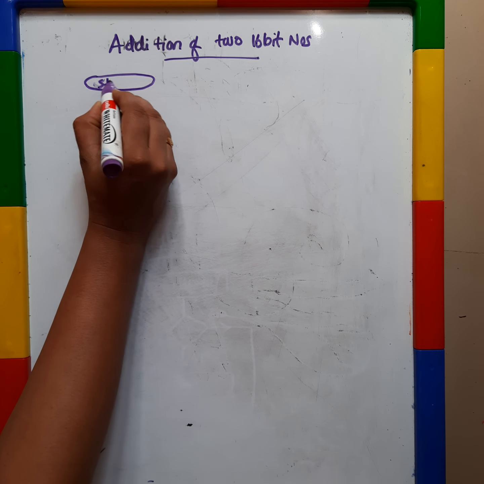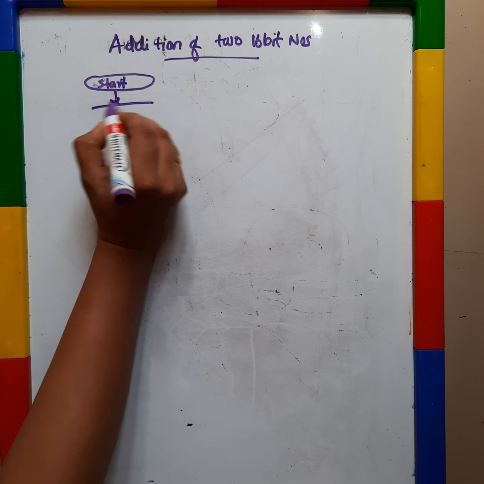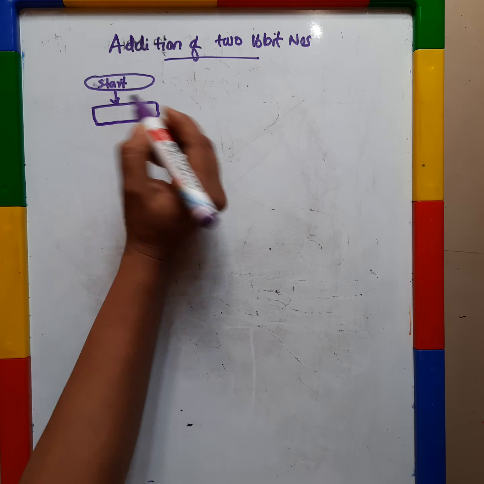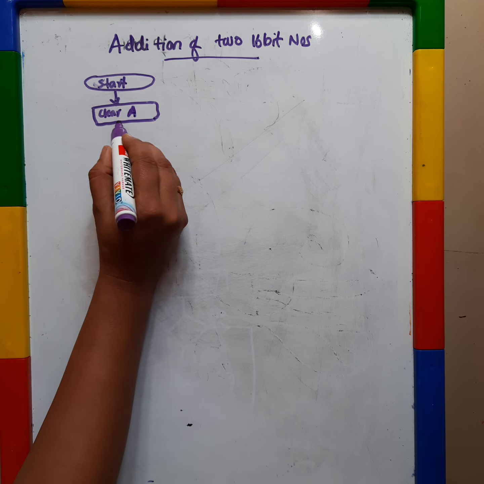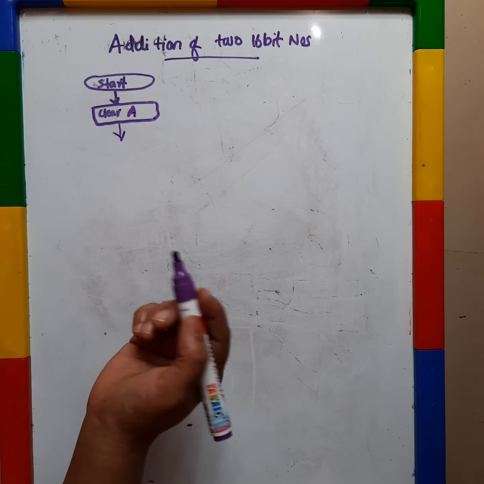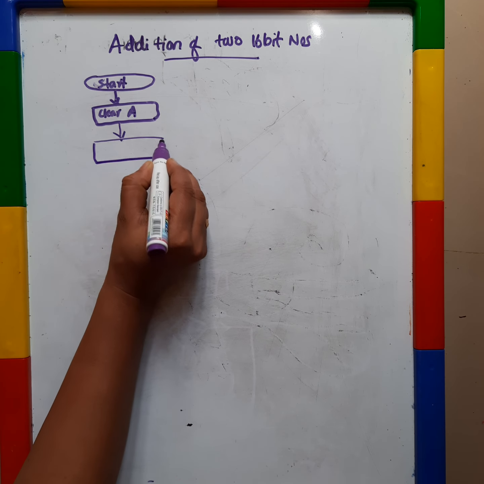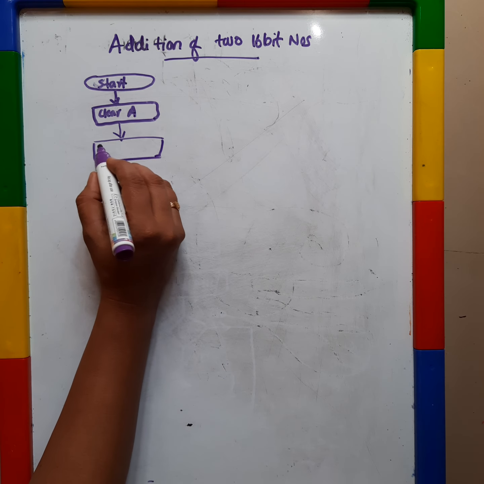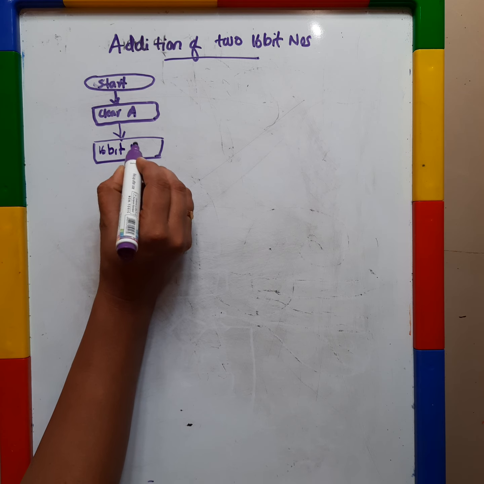For that I have drawn start, and after that I will clear the accumulator. Whatever data is in the accumulator, I will clear. And now I want to load the two 16-bit data from the memory. So first I will load the first 16-bit data into the HL pair.